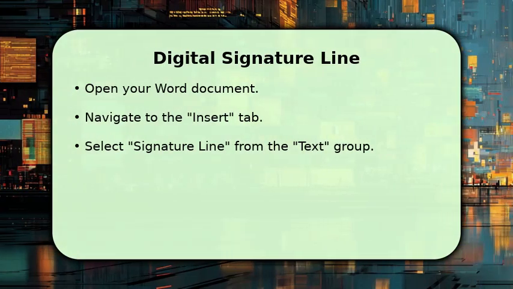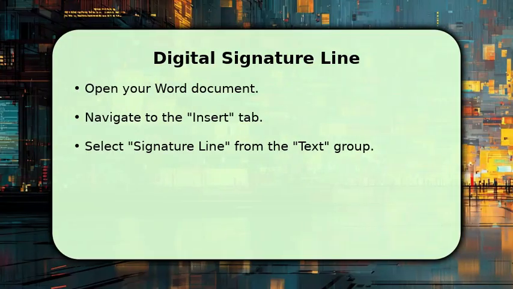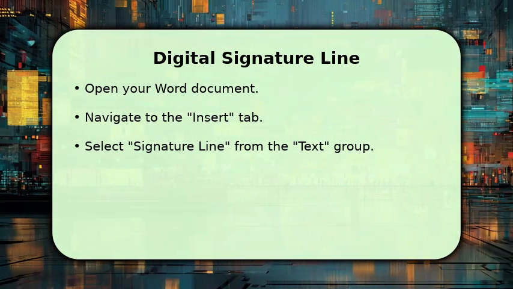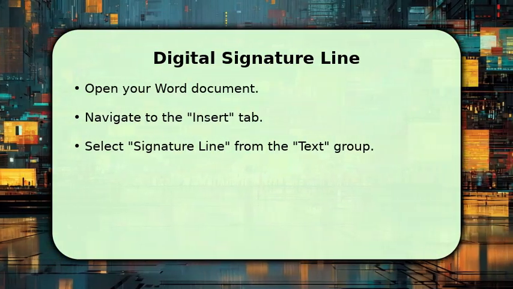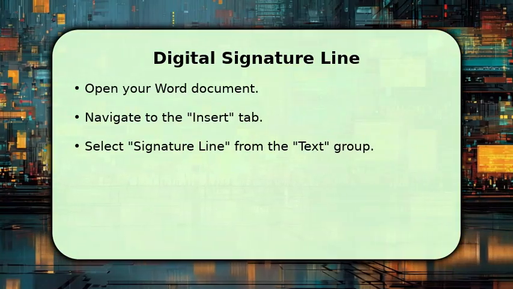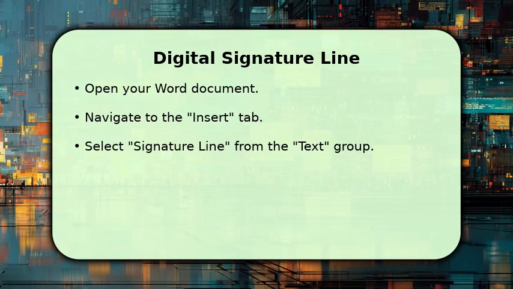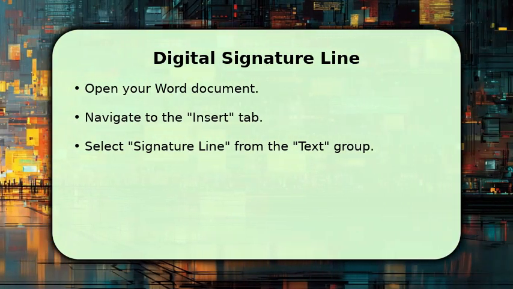To add a digital signature line, first open your Word document. Navigate to the Insert tab at the top of your screen. Look for the Signature Line option, usually found within the text group. Clicking this will open a dialog box where you can input details like the signer's name, title, and email address. This method provides a formal and verifiable way to indicate approval or agreement on your document.